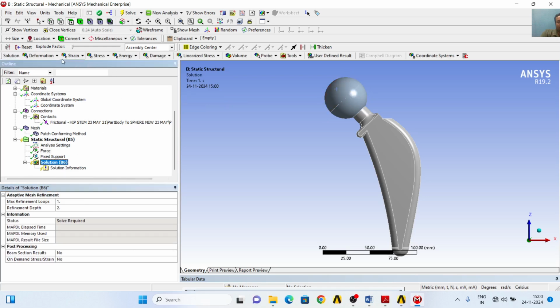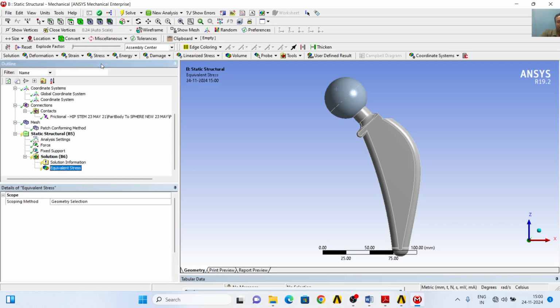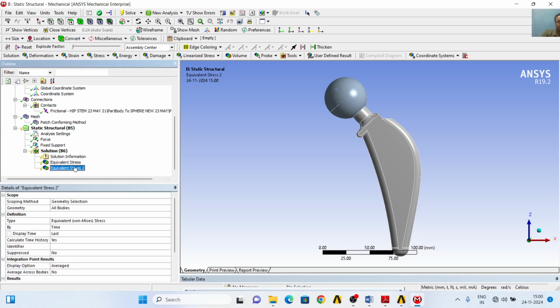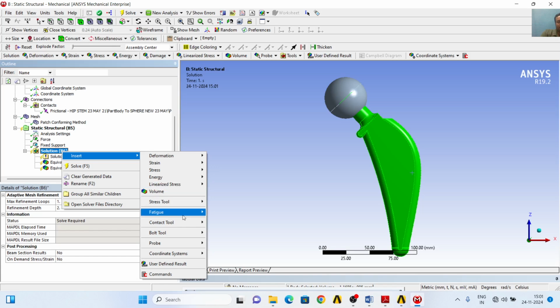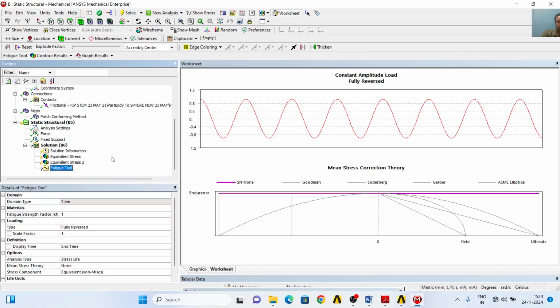So in the solution tab I will insert equivalent stresses, and for this I will choose mm, all bodies. Okay, and for this I will take just the head, apply, and for this I will also take the body stem. Then I will create a fatigue tool.